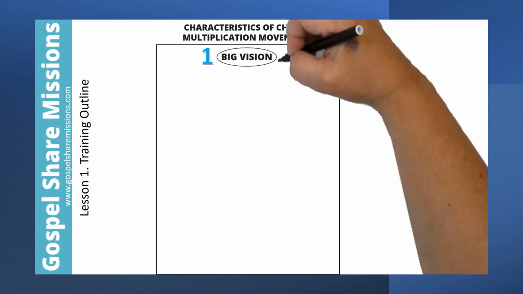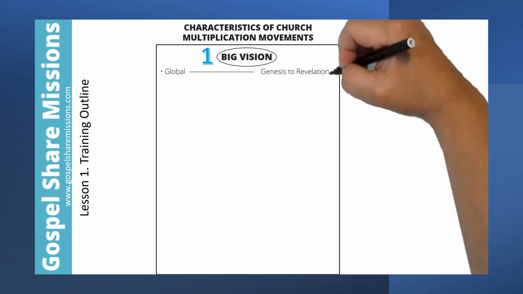God has a big vision, and the church that grows and multiplies has that same big vision. This big vision, first of all, it is global. Write down the word global, and on the right side, Genesis to Revelation. Here we will see that throughout the Bible, God has a global vision. He wants to reach all nations.